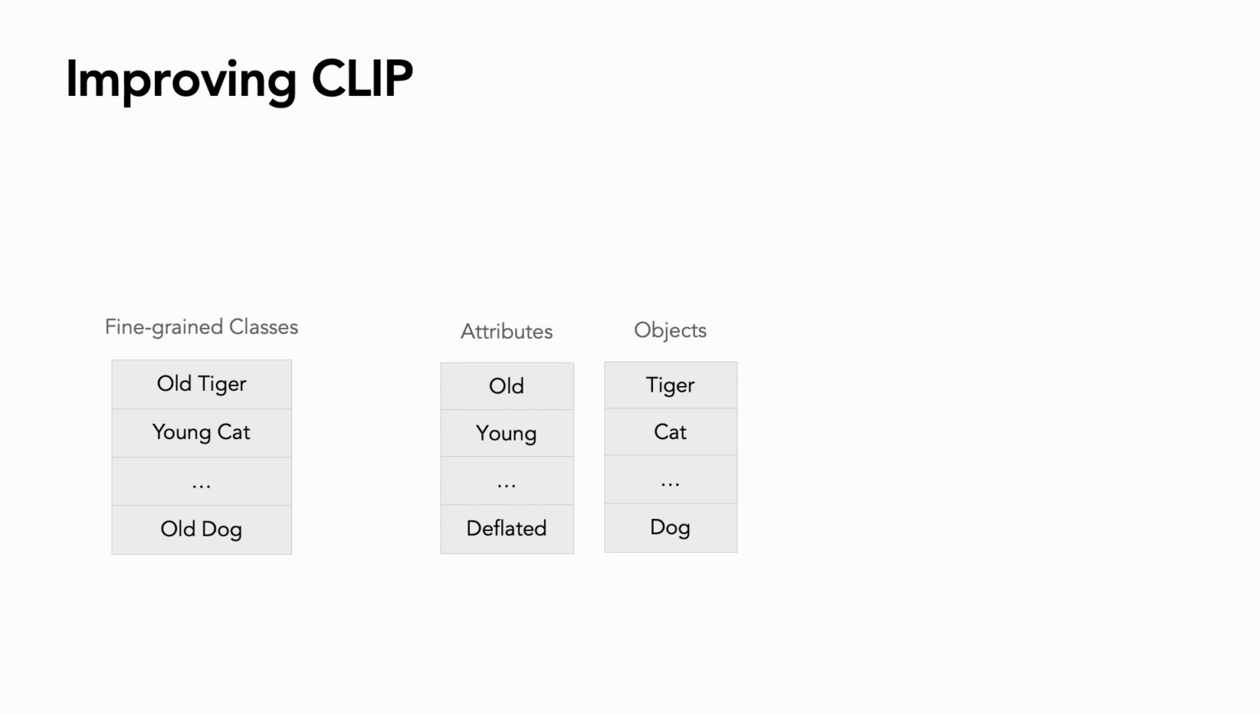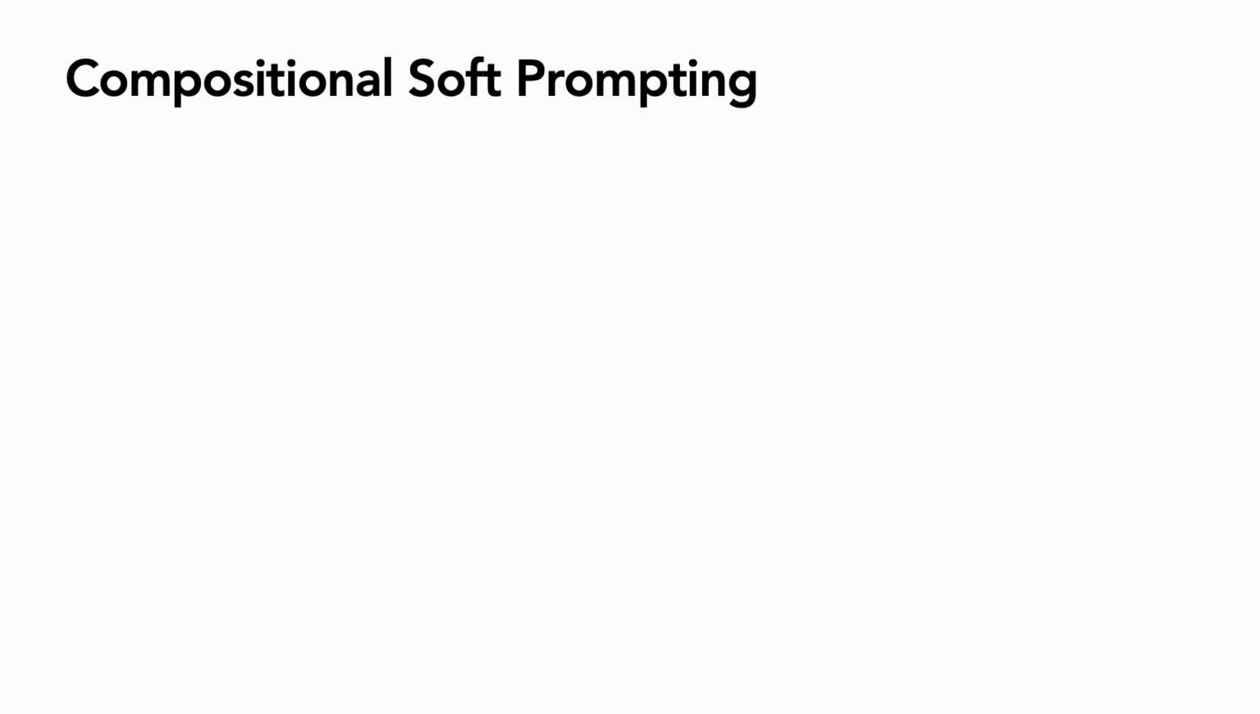Instead, we make CLIP work in a compositional zero-shot learning setting, meaning we collect a labeled dataset for a subset of the classes, say 1,000 classes, and then we generalize to the rest of the 24,000 classes without any additional supervision. This idea both saves time and the cost of annotating data. This is where our method, compositional soft prompting, comes into the picture.